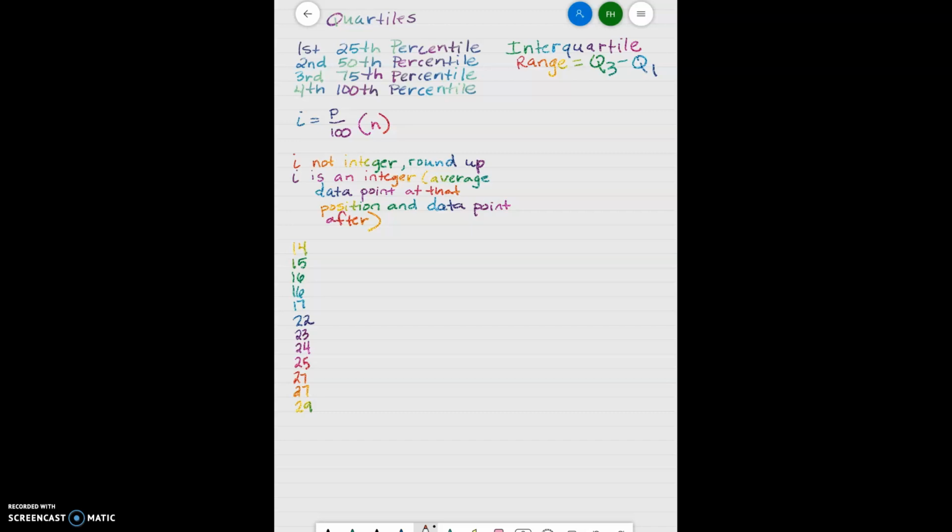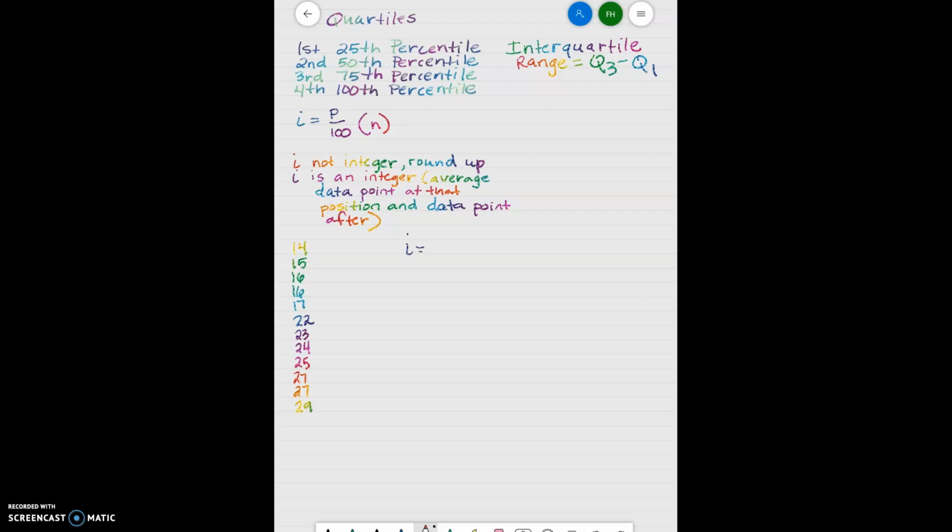So the first formula is how to calculate the index point, and what that means is what point in this order that quartile appears, or which point represents that quartile. But the actual value is the number at that index point. So let's look at how to calculate the first quartile, which is the 25th percentile.